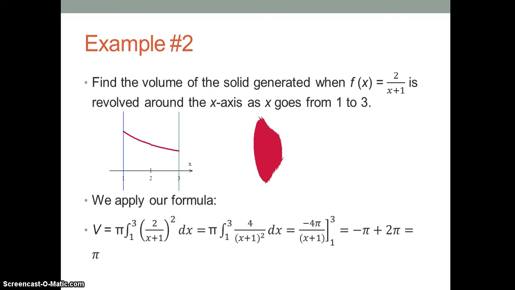Don't forget your pi in these problems. That's one of the things that people forget a lot, is to multiply by pi when you're dealing with circular disks. Remember, the area of those circular disks is pi r squared, so both parts of the formula need to be included there.